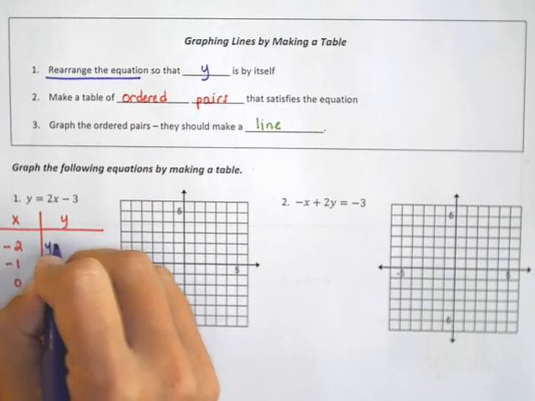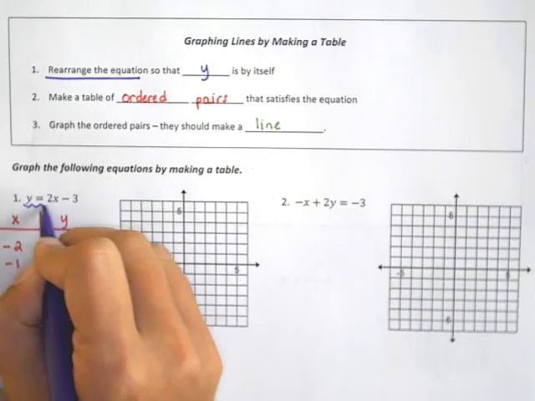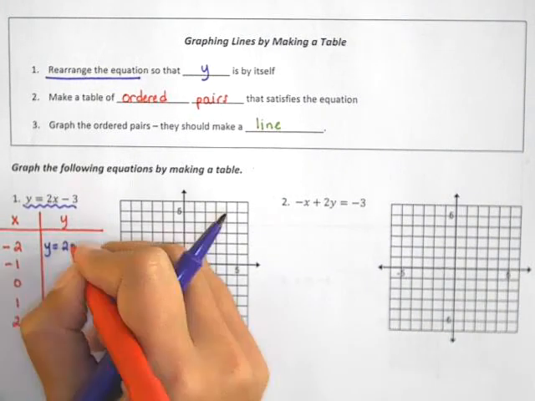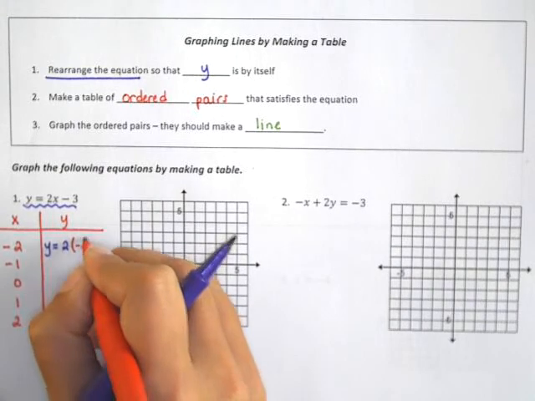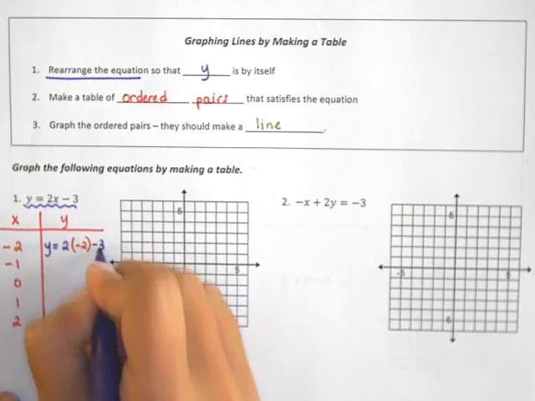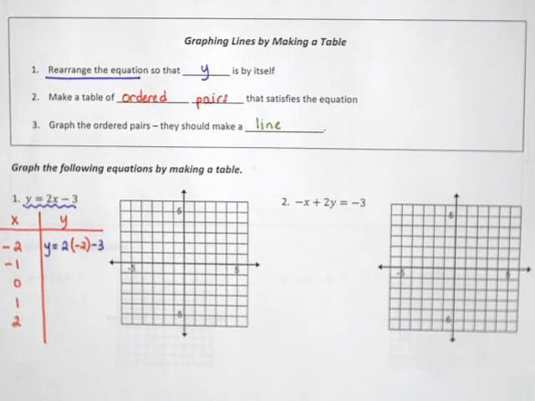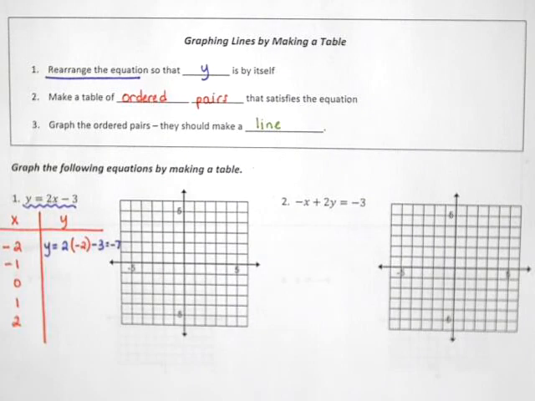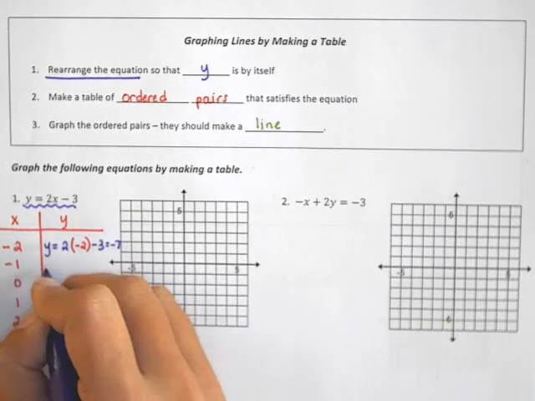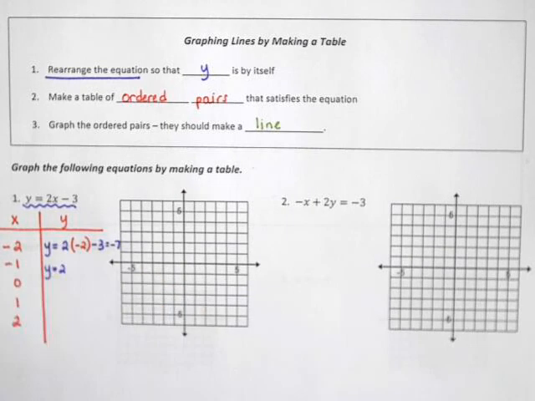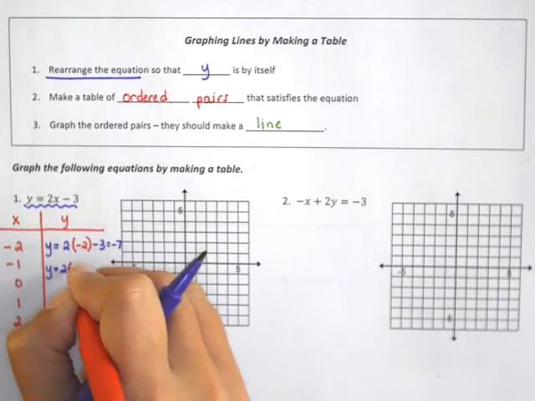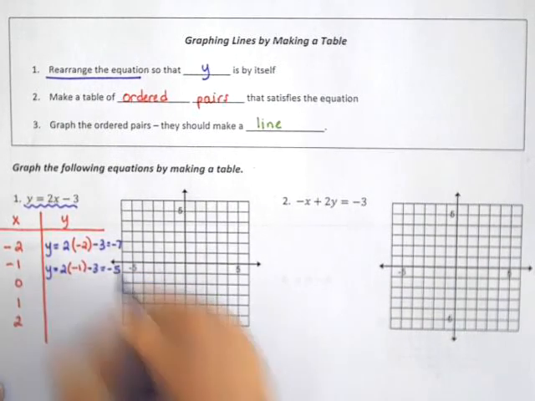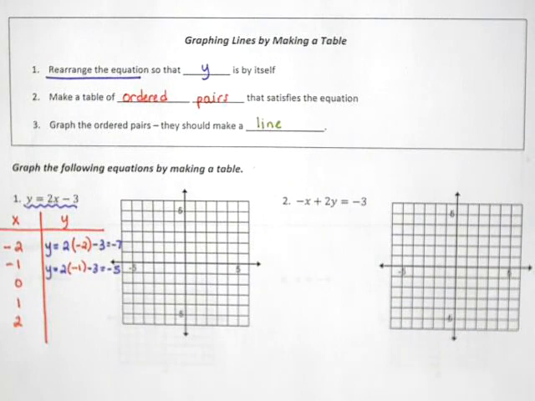So my first y would be, and again, I'm using this equation and I'm just taking this x and plugging it in. So I would have 2 times, instead of the x, I would have -2 minus 3. If you would like to use a calculator to do that computation, you can. The answer is -7. Do the same thing with -1. So my y will equal 2 times, and instead of x, I'm going to plug in -1 minus 3, which is -5. Again, you can use a calculator to help with that computation if you would like.